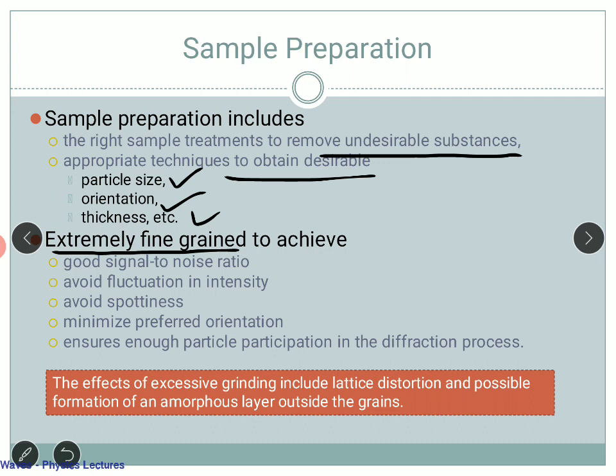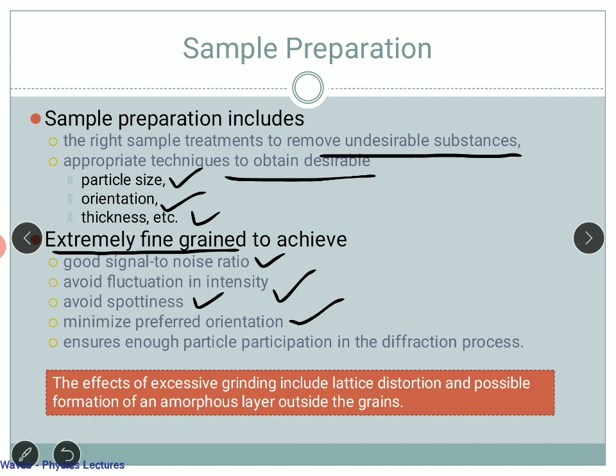So if you grind it extremely fine, you are going to get a very good signal to noise ratio. The intensity fluctuation will be lesser. It will avoid spottiness. In the sample you might have some kind of defects, so these things will also be minimized. It will also minimize the preferred orientation.